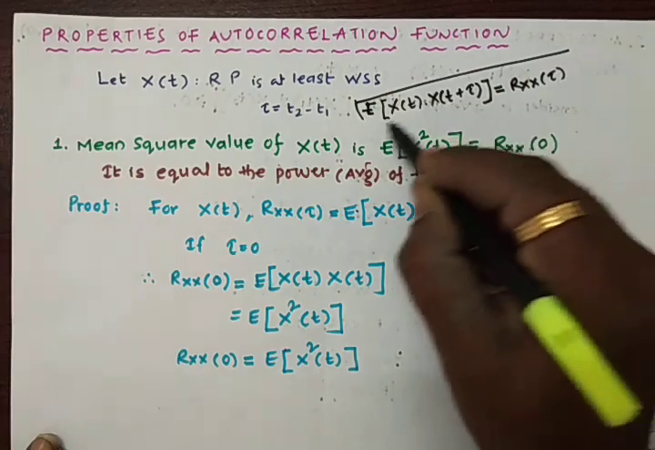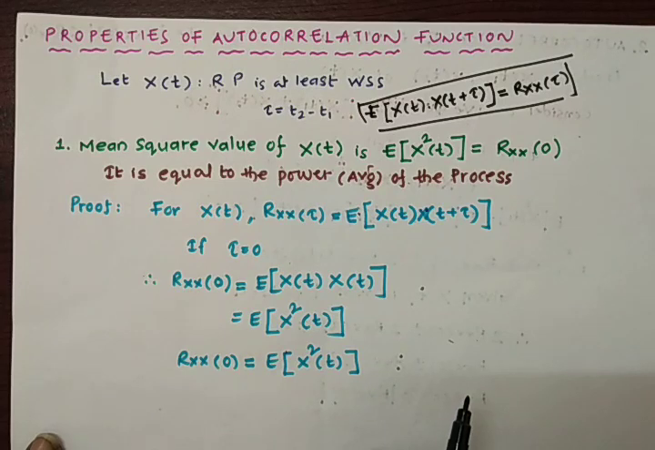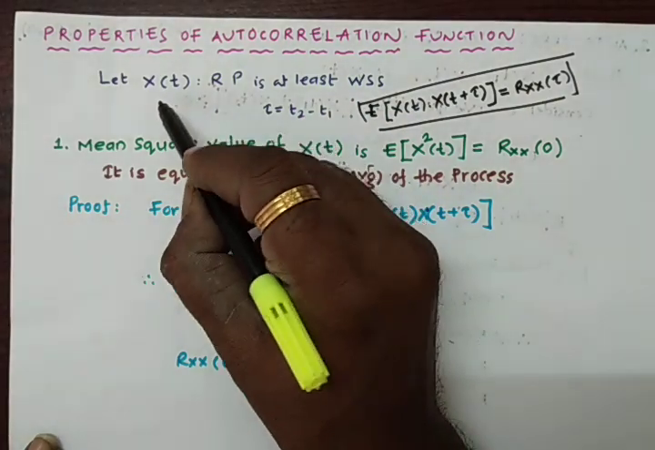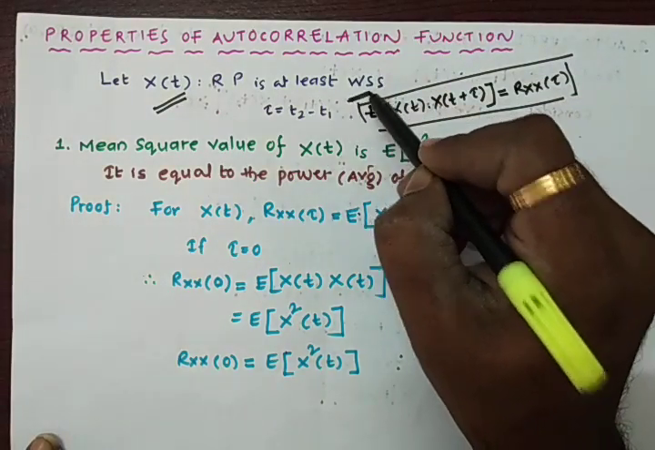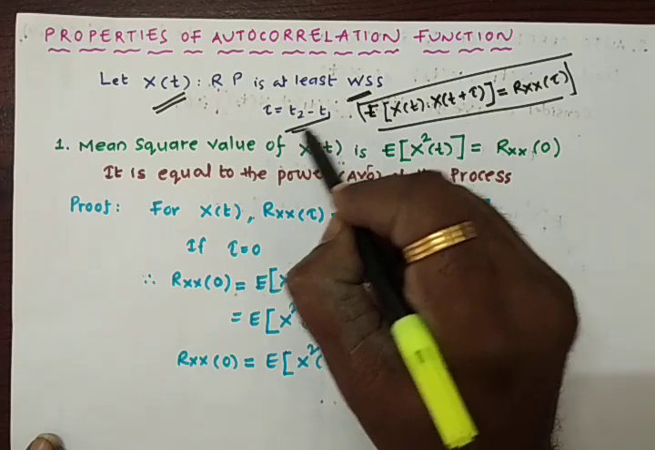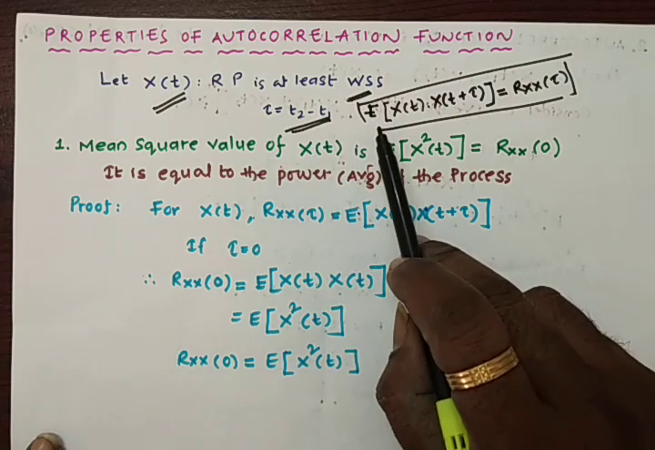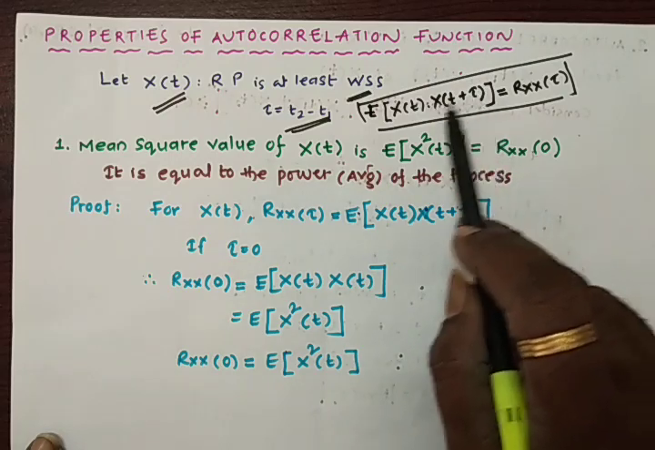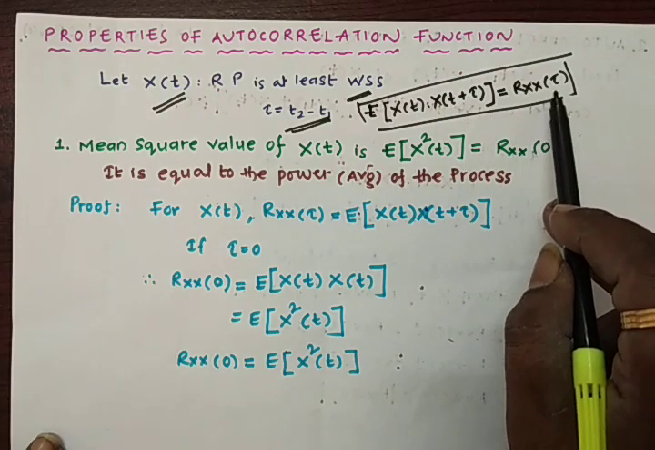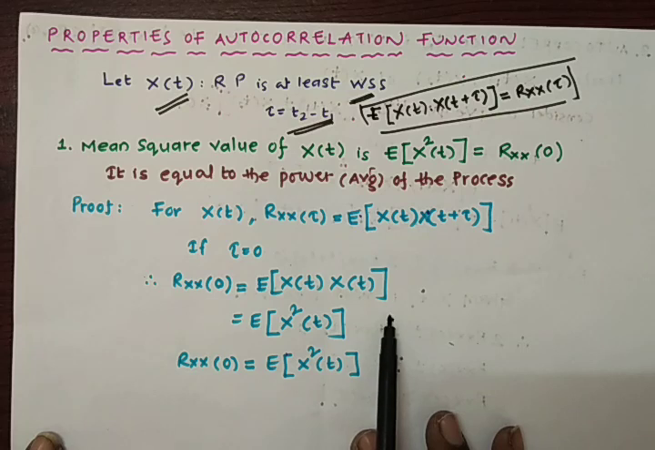So these are the three considerations. We are going to include all these three considerations in the study of the various properties of autocorrelation. First, x of t is a random process that is at least wide sense stationary, in which the time difference is tau equals t2 minus t1, and the expectation of x of t and x of t plus tau, the new random variable, is equal to the autocorrelation function of tau. By keeping these things in mind, we can go with the various properties of autocorrelation.